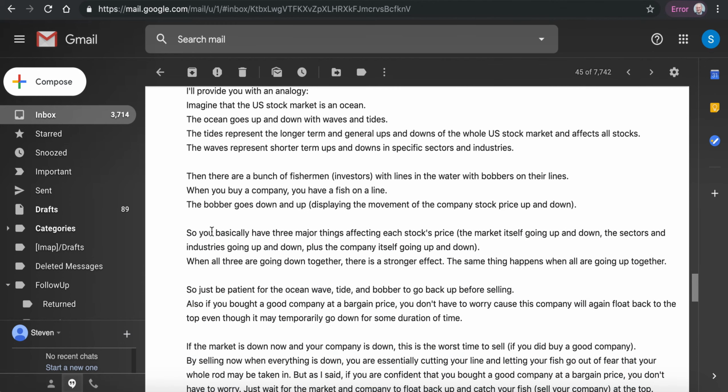You basically have three major things affecting each stock's price: the market itself going up and down, the sectors and industries going up and down, plus the economy itself going up and down. When all three things are going down together, there is a stronger effect. The same thing happens when all are going up together.